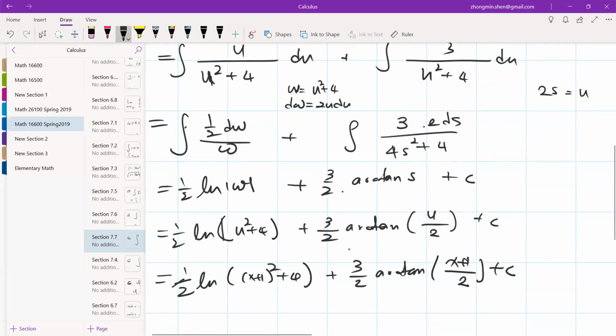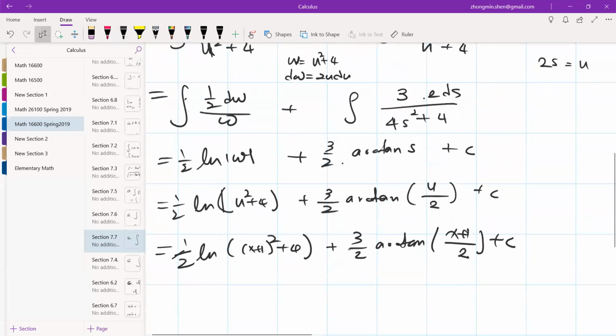Okay. So not every quadratic polynomial function can be factored as a product of linear terms. If it has no zeros, you cannot do that, right?